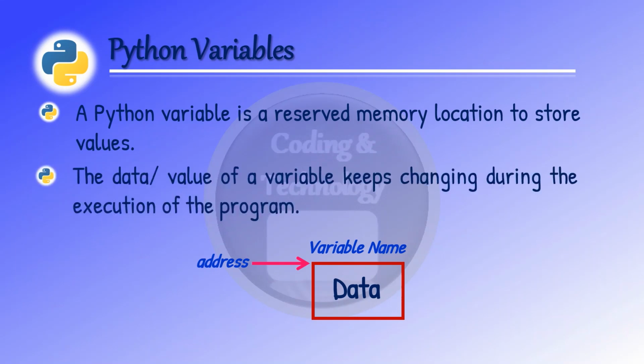The data or value of the variable keeps changing during the execution of the program. One important thing about Python is that every variable is considered as an object. This is because Python is completely object oriented.